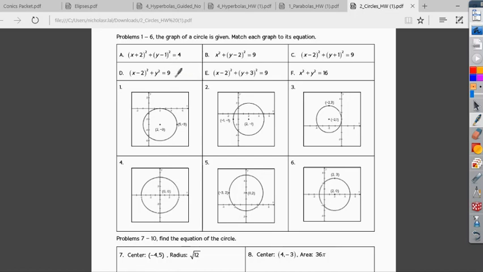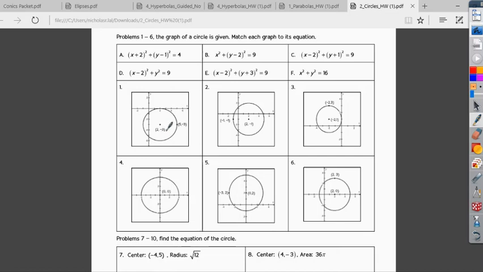So in problems 1 through 6, the graph of the circle is given. Match each graph to its equation. So let's look at problem number 1. Problem 1 has a circle with a center at 2, -3.